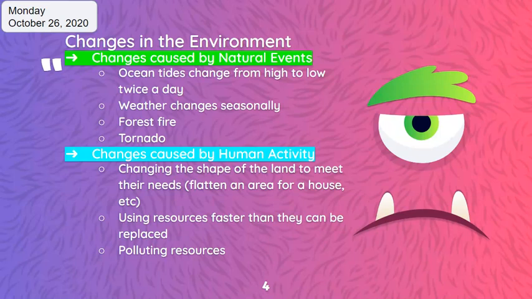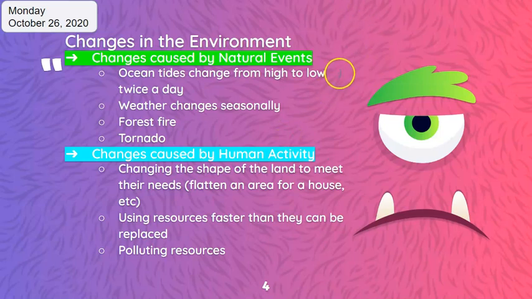Here are some changes. This slide is highlighting natural event changes compared to human impact activity changes. Okay, so sometimes humans do things that impact the environment, and believe it or not, the environment itself can sometimes do things that impact the environment. So, let's read through these.